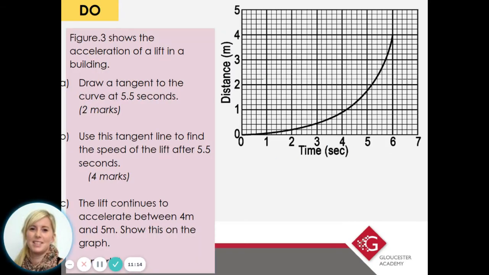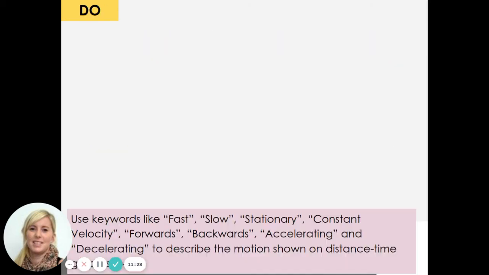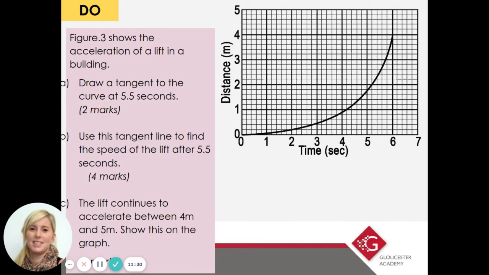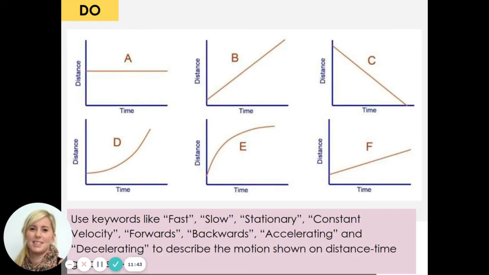Okay, and then let's just check the last question. The lift continues to accelerate between 4 and 5 meters. Show this on the graph. So you should have extended the graph upwards. The curve continues and hits the 5 meter line at 6.1 seconds, or at least between 6 and 6.2. So within 2 squares, you should have hit the 5 meter line. If you're not sure about how you've marked that, can you just email it to me and I can have a look at that and let you know.